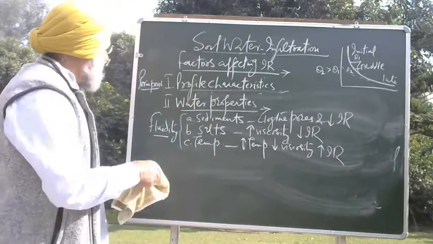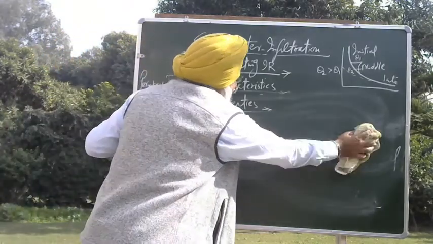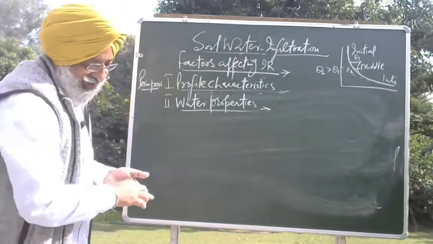Then rain characteristics. The third category is the rain characteristics.